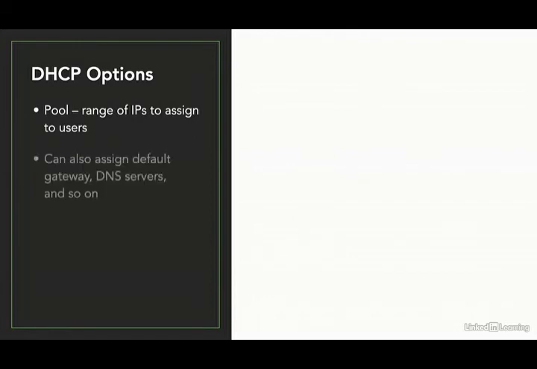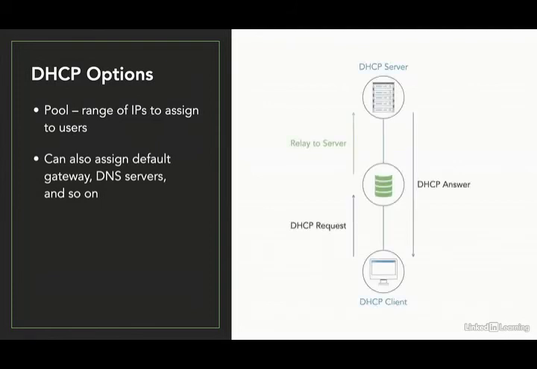The DHCP server will be configured with a pool for each different segment of the network. A pool is a range of IP addresses to assign to users. A DHCP server can also assign each segment its own default gateway, DNS servers, and possibly other options. A DHCP server need not be directly connected to a segment. Routers can be configured with a DHCP relay feature whereby the requests will be forwarded over to a centralized DHCP server for processing. This is frequently used in a Windows domain.